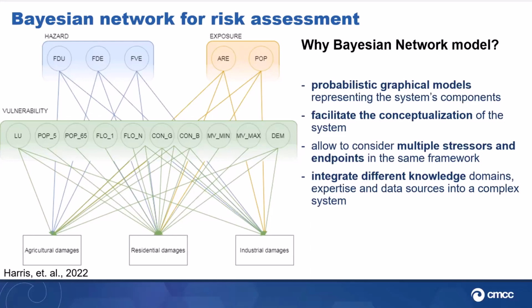For example, hazard, exposure, and vulnerability are three different components, and we were able to translate from the conceptual framework into the real network. Another point is that it allows the consideration of multiple stressors and multiple assessment endpoints. For example, here you can see we consider three different assessment endpoints, namely agricultural damages, residential damages, and industrial damages. I will come back to this publication later. One of the strengths of Bayesian networks is the integration of knowledge from different domain experts and also of different data sources from different spheres in a complex system.